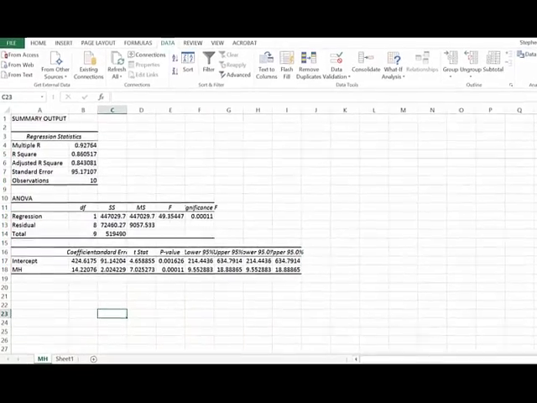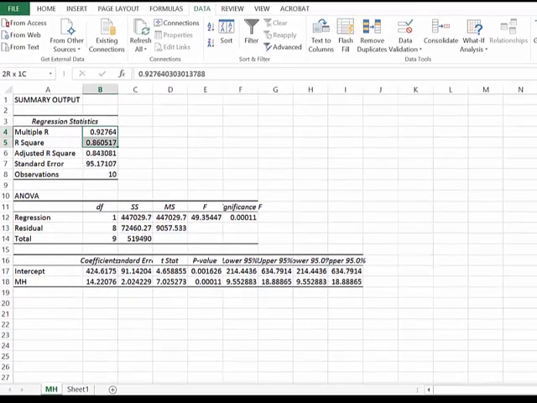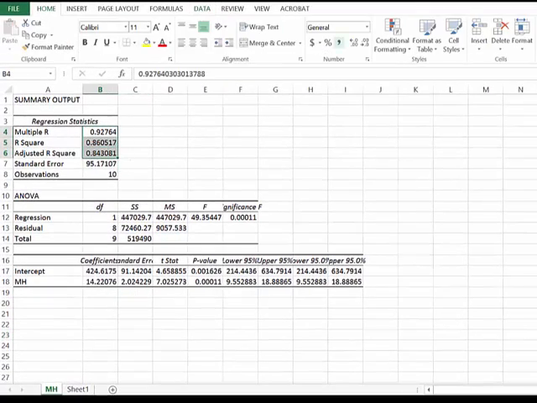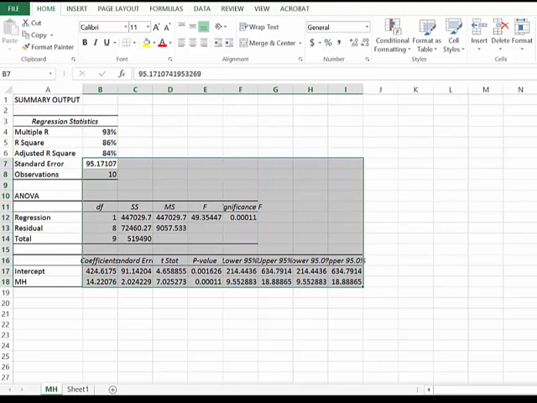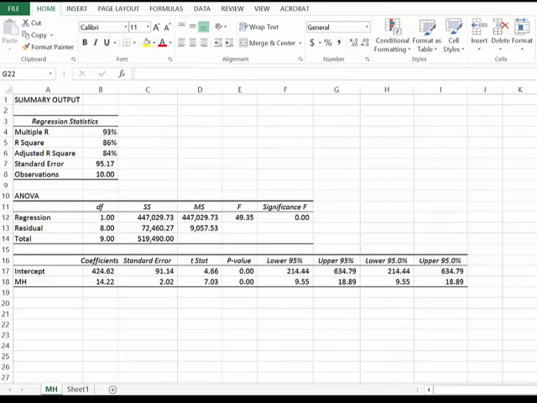And I'm going to clean this up a little bit. I just made this wider so that we can read this. These first three numbers are actually percentages. And then I'm going to take all the rest of these numbers and just put them into comma format. So now let's just take a look at some of the things on this screen.